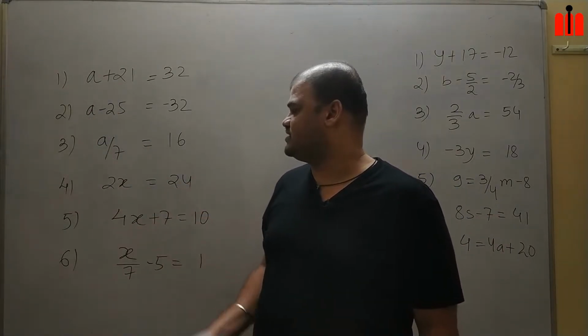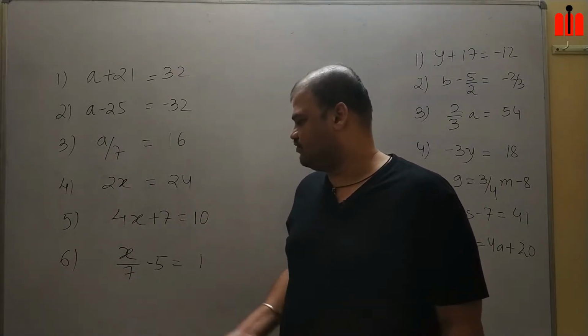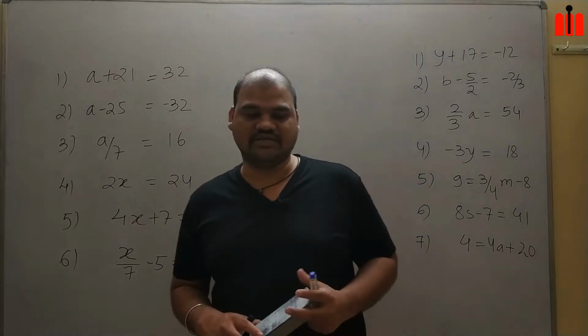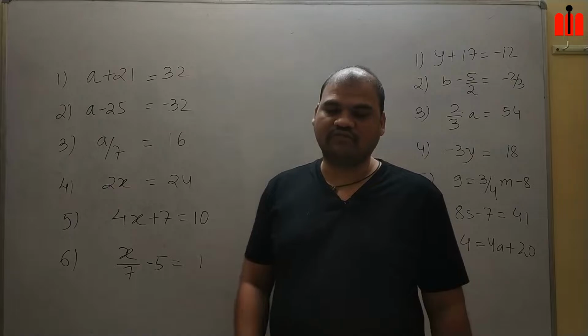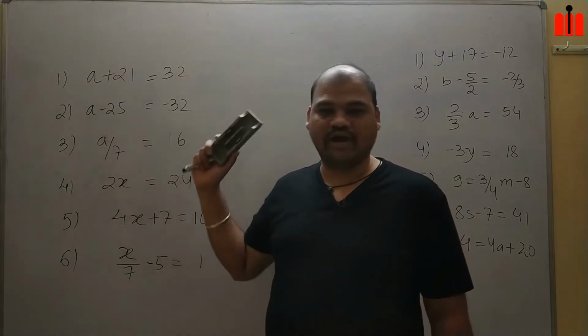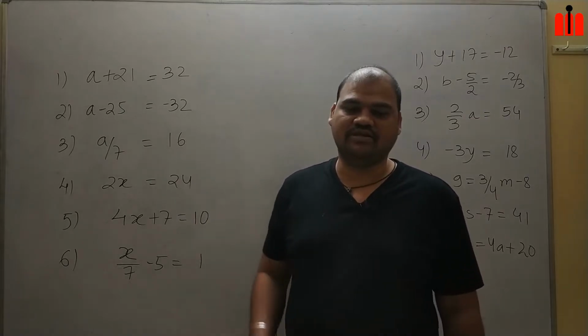A is there in the first and second question, in the third question again A is there, in the fourth question x is there, in the fifth question x is there, and in the sixth question x is there. So these are the variables. This is not a word problem. Directly we have provided the equation, so you have to find the value of the variables in this.